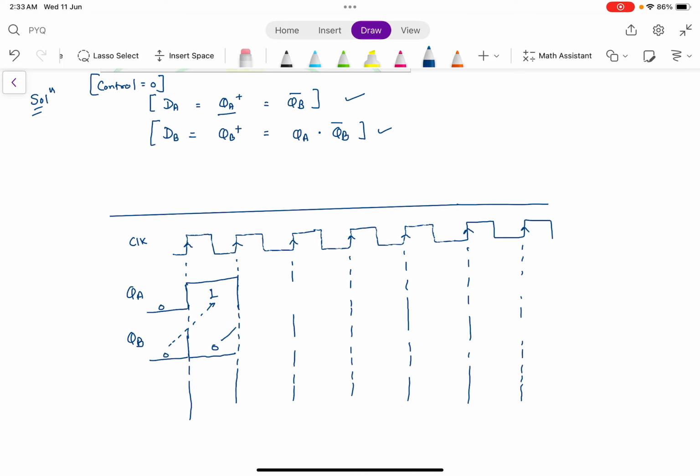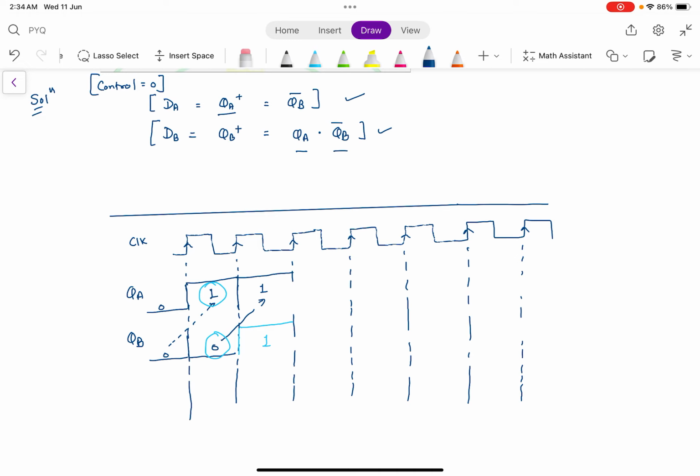Now the complement of this is again 1, and this is QA dot QB complement. QA is 1, QB complement is also 1, and with the AND operation it comes out to be 1. So we'll get 1.